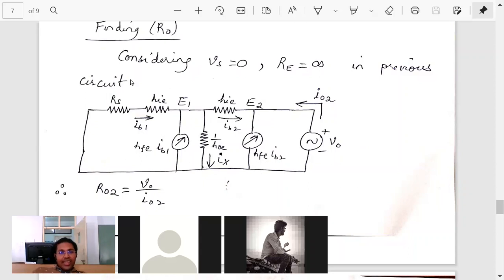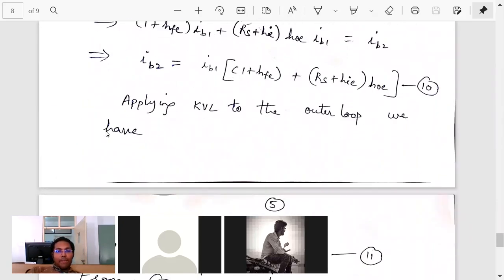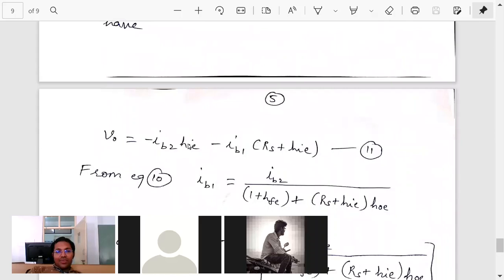Let us choose this path. Okay. So now tell me what is V0 quickly. Anybody answer V0 in this path? V0 equal to minus IB2 into HIE, minus IB1 into RS. Very good. Correct. So V0, we are taking V0 minus IB2 into HIE minus IB1 into RS.